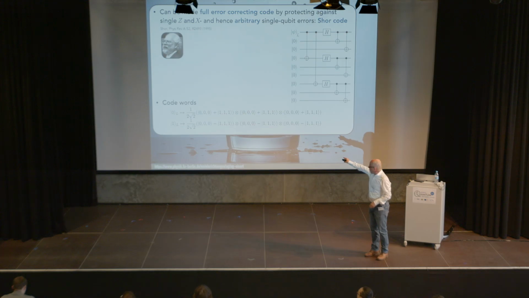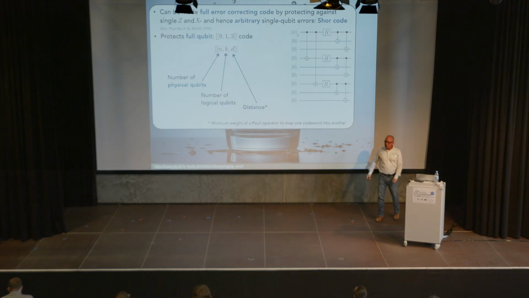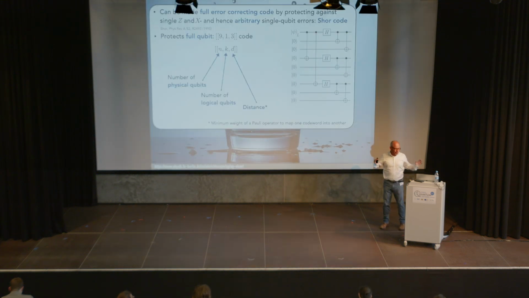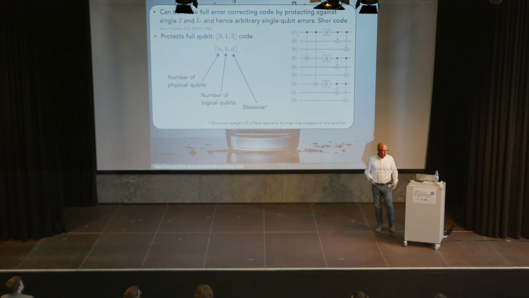So these are the code words. It's nine qubits with a single quantum qubit coming in. So that would be, in this [[n,k,d]] nomenclature, a single logical qubit k encoded in a usually painfully large number n, I wish, of physical qubits with a certain distance, which is a kind of quality measure of the code. That's the minimum weight of a Pauli operator to map one code word into the other. That's kind of how well the code will perform against certain errors.